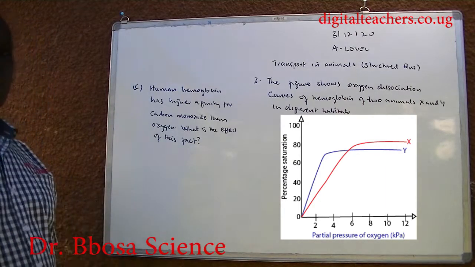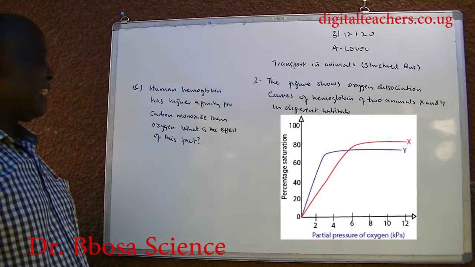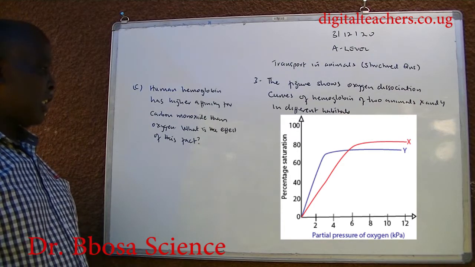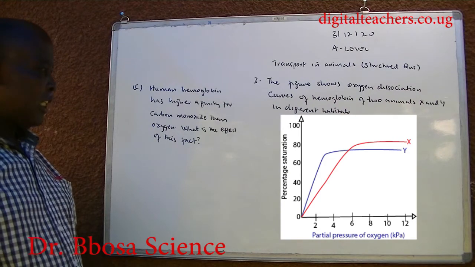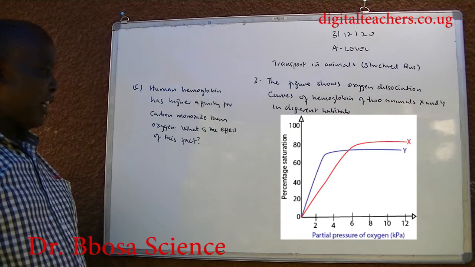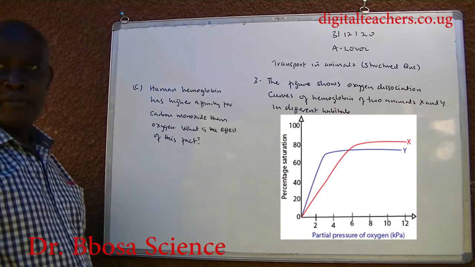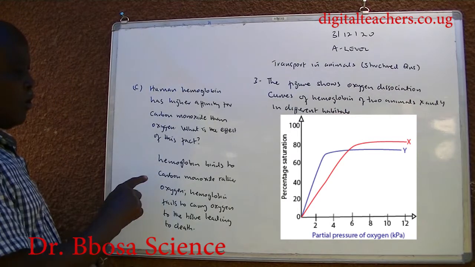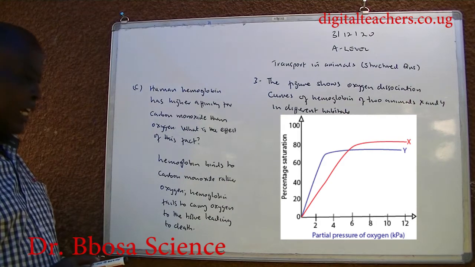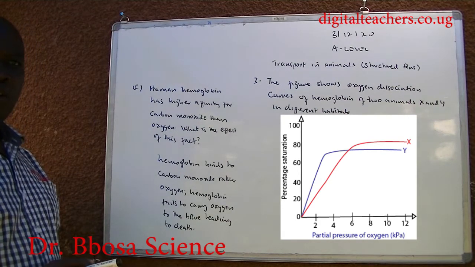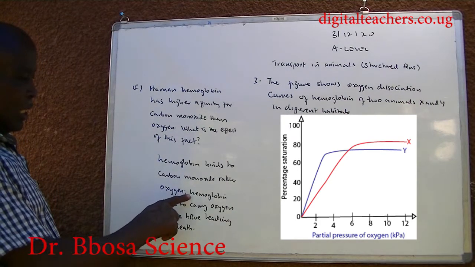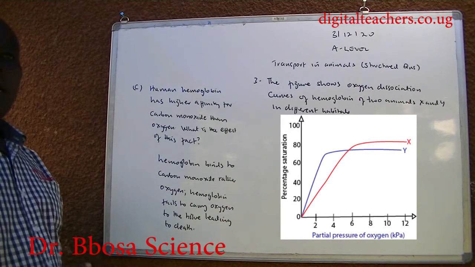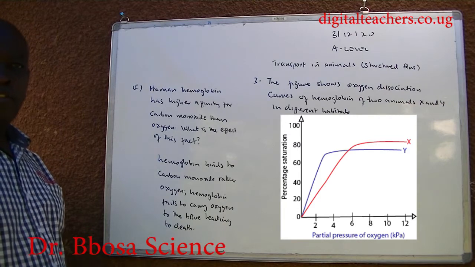C. Human hemoglobin has higher affinity for carbon monoxide than oxygen. What is the effect of this fact? You can pause and answer. Hemoglobin binds to carbon monoxide rather than oxygen. Hemoglobin fails to carry oxygen to the tissues, leading to death.